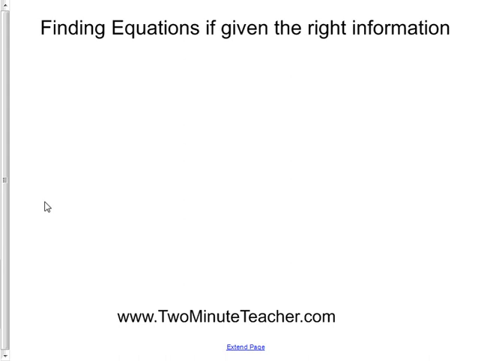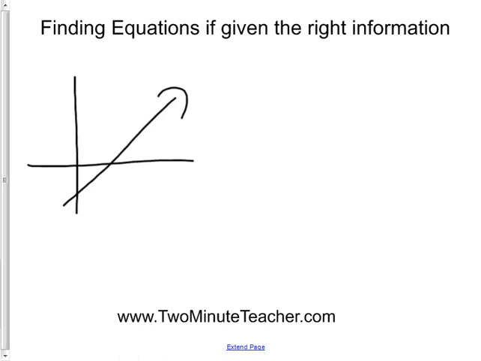Okay, to find equations, I have to give you some information. Like for instance, I could actually give you a picture and say, here's a graph, what's its equation? Well, by doing that, I must have told you the x-intercept. Let's say this was 3 comma 0. And then basically I've told you one point.